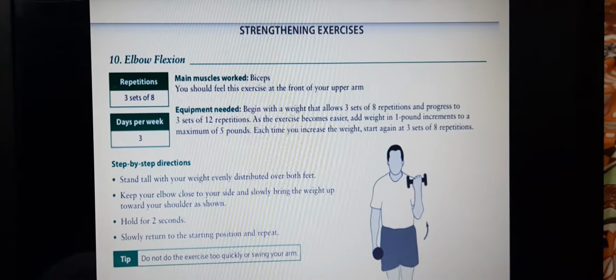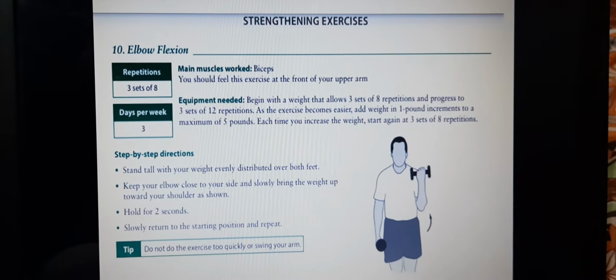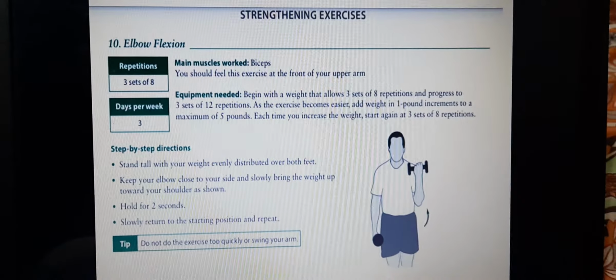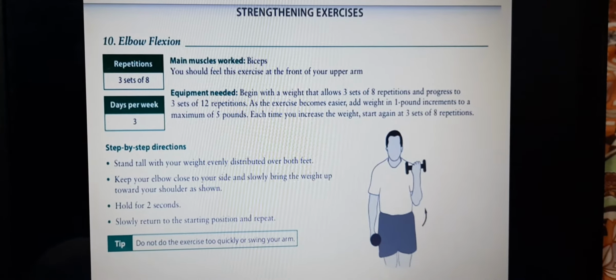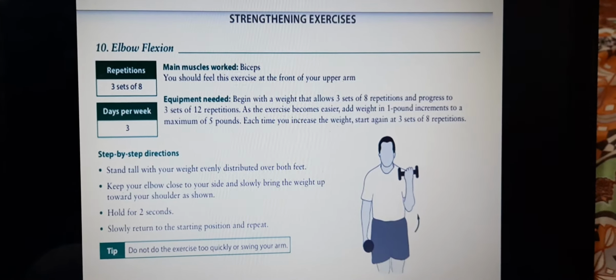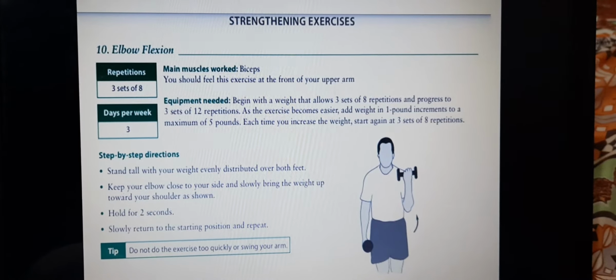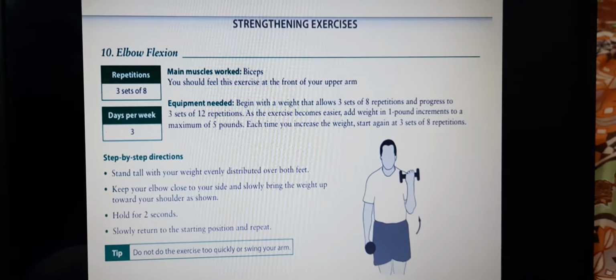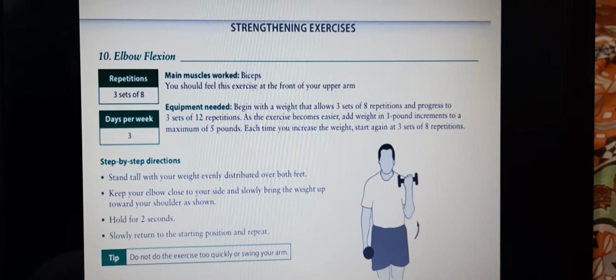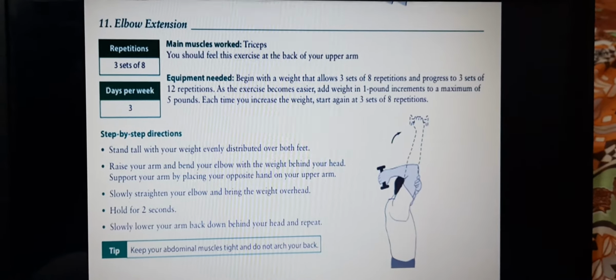Main muscle involved: biceps. You should feel the stretch at the front of your upper arm. Equipment needed: begin with a weight that allows 3 sets of 8 repetitions and progress to 3 sets of 12 repetitions. As the exercise becomes easier, add weight in 1 pound increments to a maximum of 5 pounds. Each time you increase the weight, start again at 3 sets of 8 repetitions.